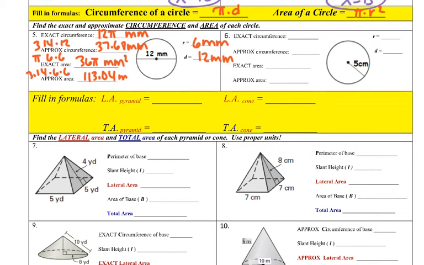113.04. Area squared. Similarly here, now the radius is 5, diameter is 10, so pi times diameter will be 10 pi. 10 times 3.14, 31.4. Pi times 5 is 25 pi, and then 25 times 3.14, 78.5. And we've done those so many times.